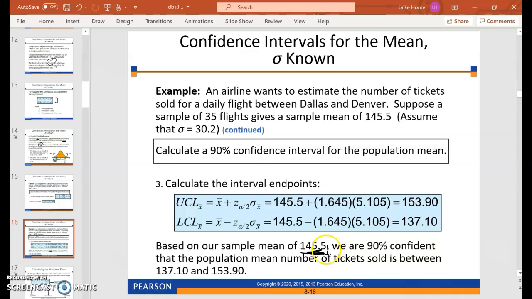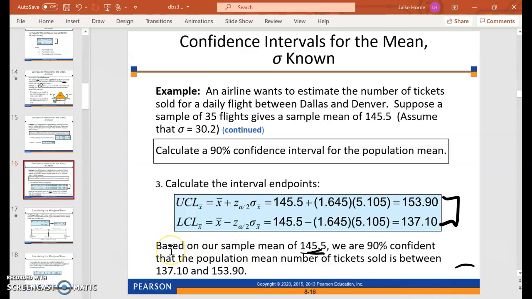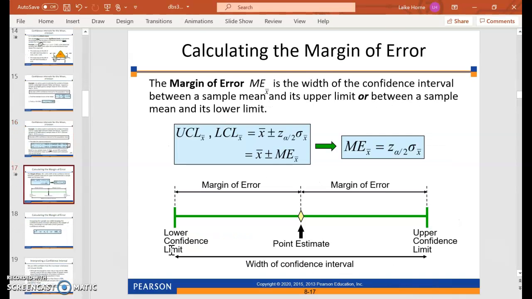So now we have our confidence interval, and based on our sample mean, which was 145.5, which is given to you, we are 90% confident that the population mean number of tickets sold is between 137.10 and 153.9.